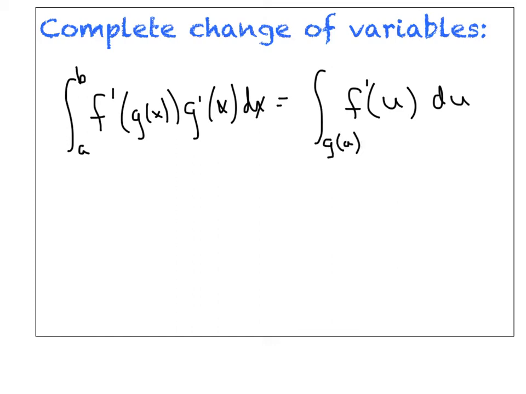And you're wondering, where did that come from? Well, remember, we said u is going to be g of x. So I had to plug my a into that function to create the new lower bound. And then I had to plug b into that. So g of b is my new upper bound. If you think of g of x as our inner function, we're going to plug the bounds into that and create the new bounds.